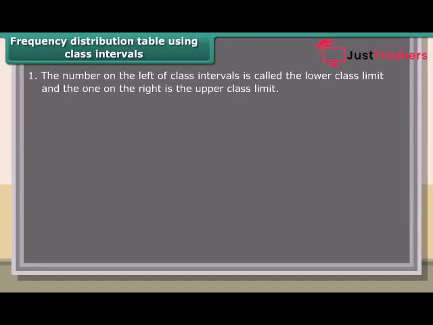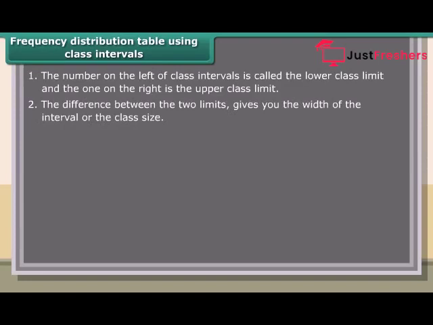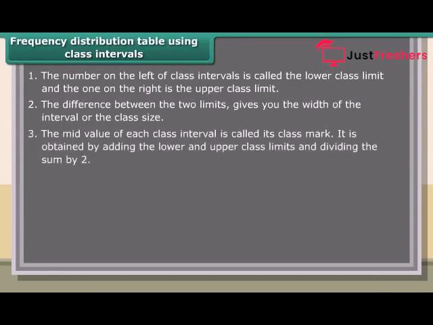1. The number on the left of class intervals is called the lower class limit, and the one on the right is the upper class limit. 2. The difference between the two limits gives you the width of the interval or the class size. The mid-value of each class interval is called its class mark. It is obtained by adding the lower and upper class limits and dividing the sum by 2.